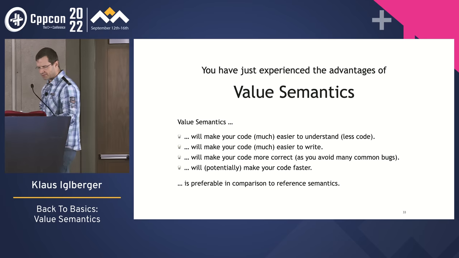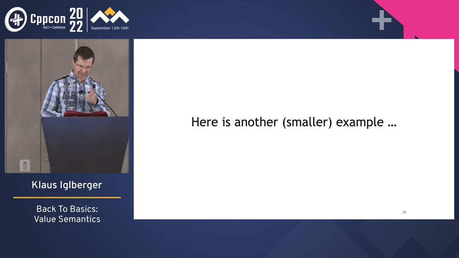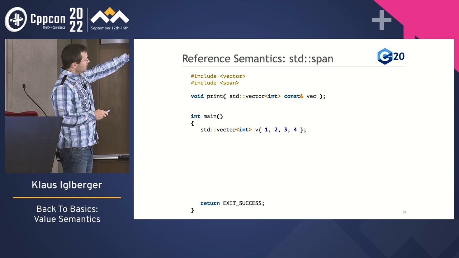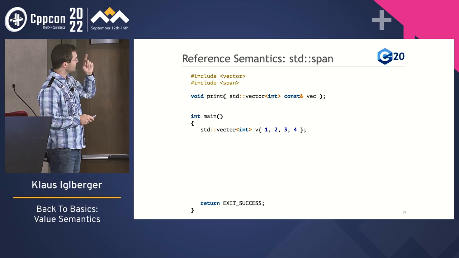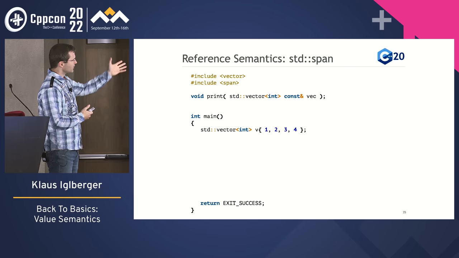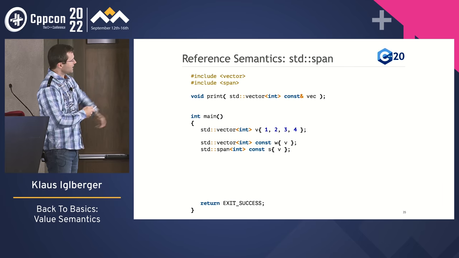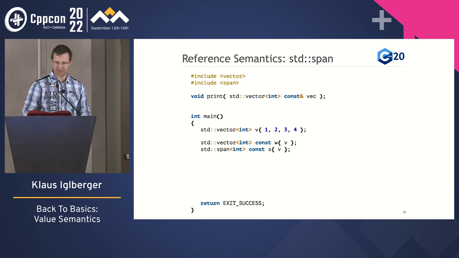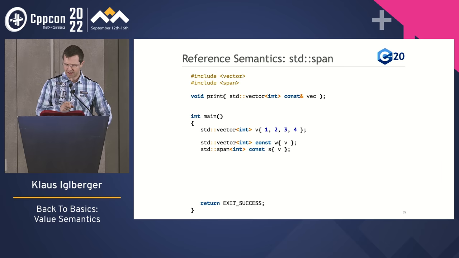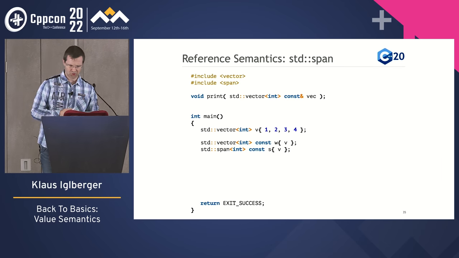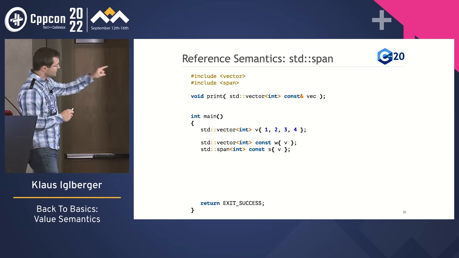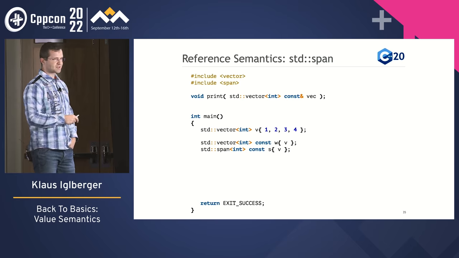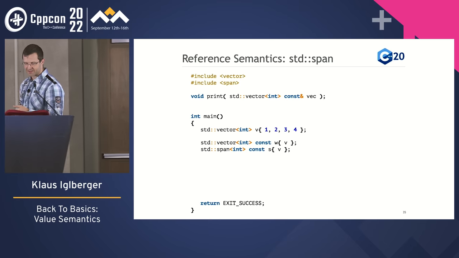So let's take a look at one more example. There will be more, but here's another one. Definitely a smaller one, a simpler one, which fits on one slide. Let's say that first I have some print function for a vector, and I start with a vector of integers, 1, 2, 3, 4. Then I create another vector, call this w, and I pass v, and it is copied into w. Note that this w is const, so it cannot be changed. I also have a span of int, also const, and I can directly assign the v to s, and this banner represents the vector.